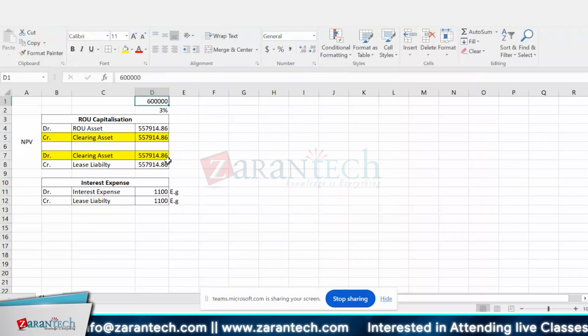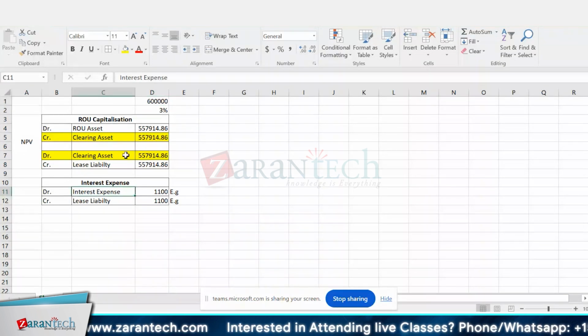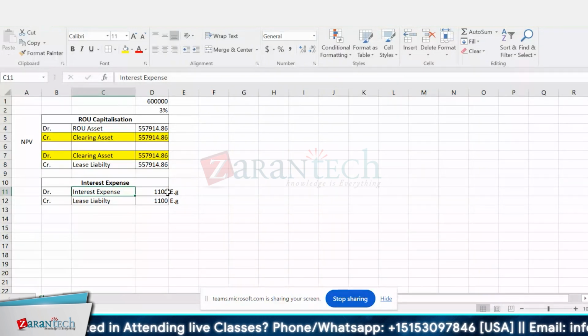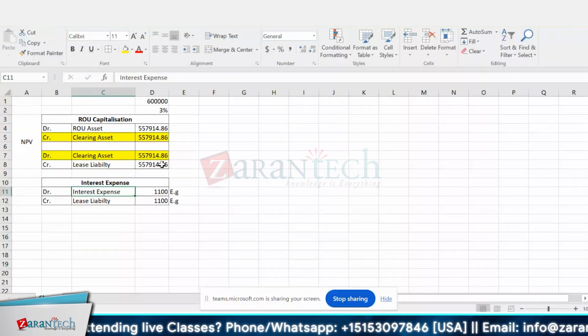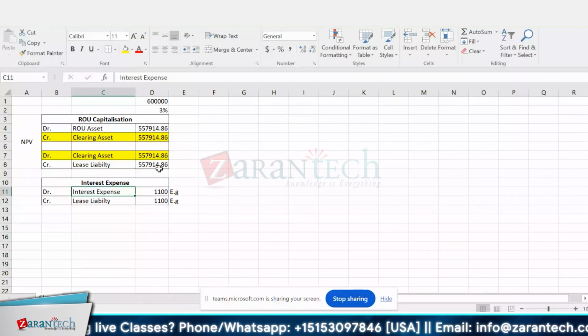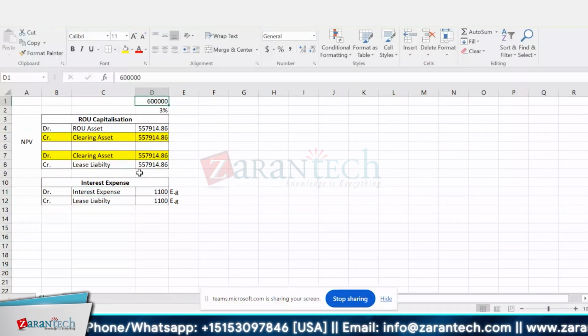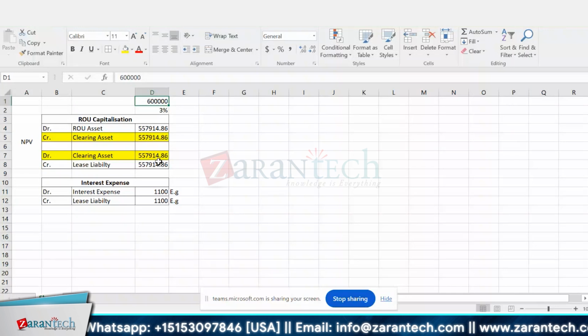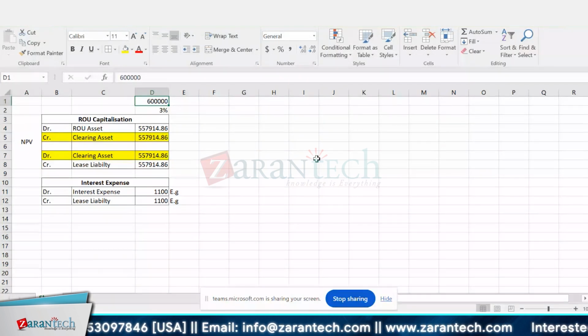So how exactly are we going to increase this amount again? Monthly, when we will be charging interest, whatever 3% interest we have calculated, let's say for the first month it is 1100, we'll be debiting 1100 and crediting our lease liability account. So that lease liability account will get increased and reach 6 lakh. Ideally it will not increase because month on month we are also removing 10,000 rupees, because we are supposed to pay. So this will be your entry.